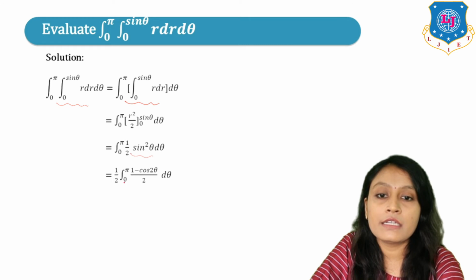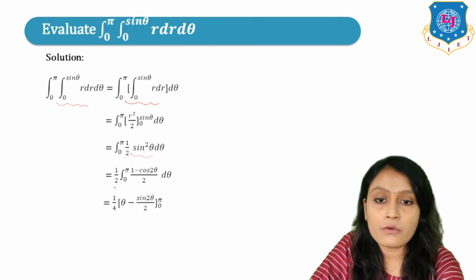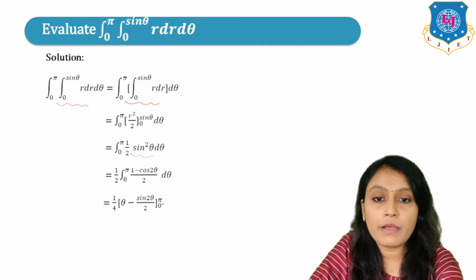And now we will integrate this. So bring this 2 outside, and you will get here 1 by 4. Integration of 1 is what? Theta. So here theta minus the integration of cos 2 theta, which is sin 2 theta upon 2. And the limits are 0 to pi.